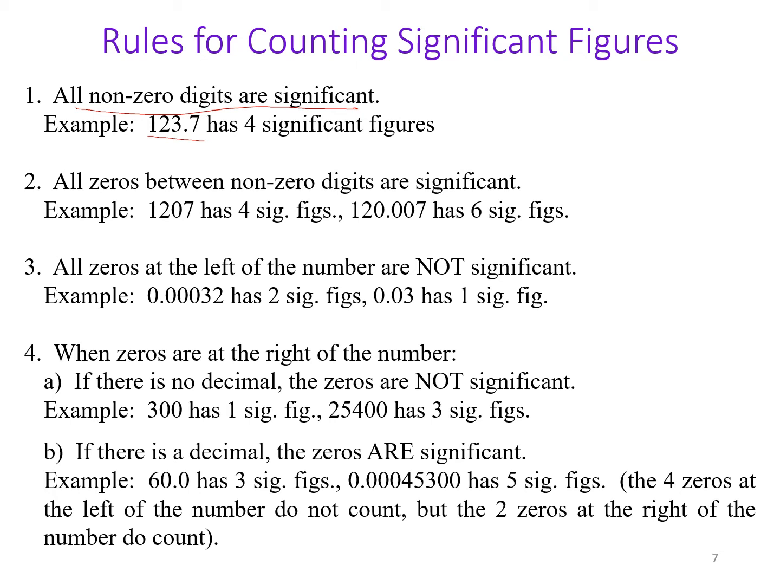So 1 is significant, 2, 3, 7, which means 1, 2, 3, 4. I have 4 non-zero digits, and all non-zero digits are significant. So the number of sig figs is 4. How about rule number 2?